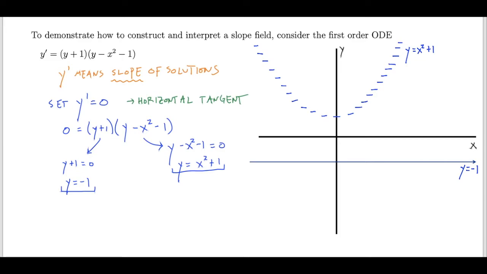Here I've done my best to indicate that along the curve y equals x squared plus 1, the functions that are solutions to this differential equation will have flat horizontal tangents. So if a function, which is a solution to this differential equation, passes through one of these points, it will level out at that point. Those are the only two curves along which solutions have horizontal tangents.